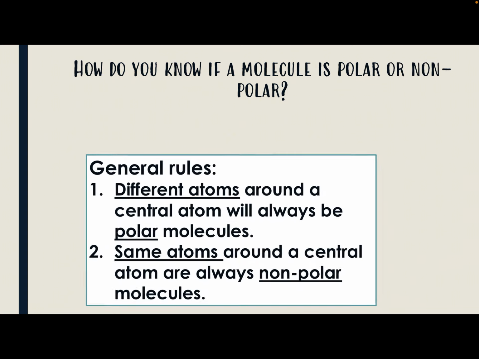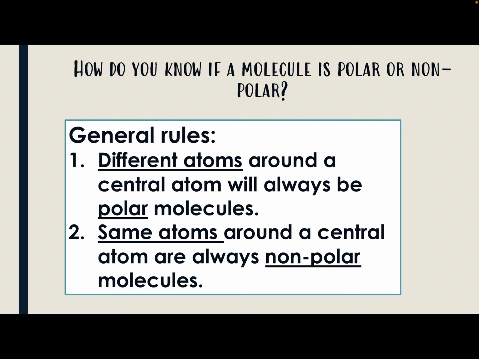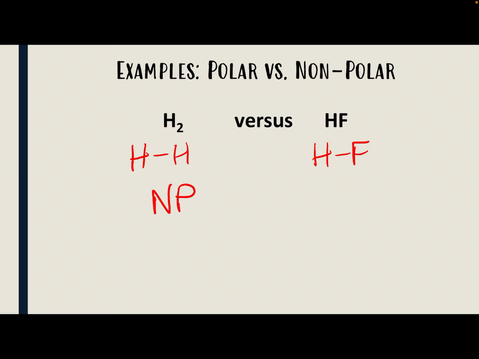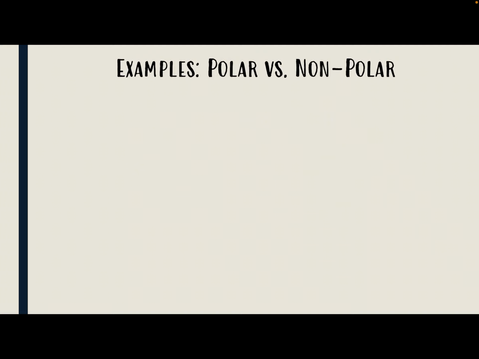So how do you know if a molecule is polar or nonpolar? Well, different atoms around a central atom will always be polar. Same atoms around a central atom is nonpolar. So if you have different atoms around a central atom, polar; same, nonpolar. Here are two examples. We have, again, our examples of H2 and HF. We have two hydrogens bonded together, same electronegativity, so that's going to be nonpolar. Whereas HF, two different elements, different poles, polar.